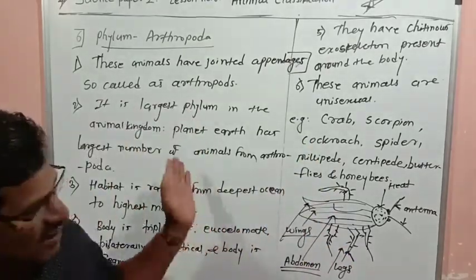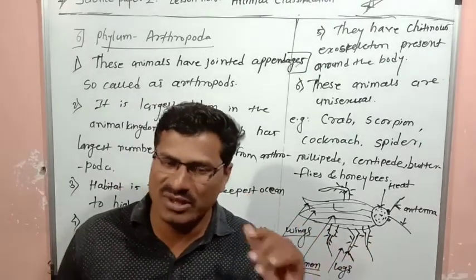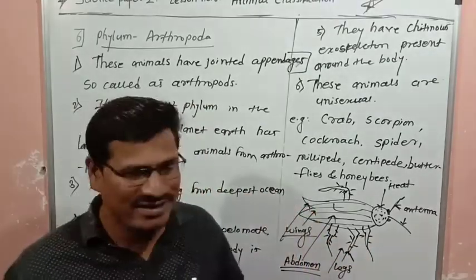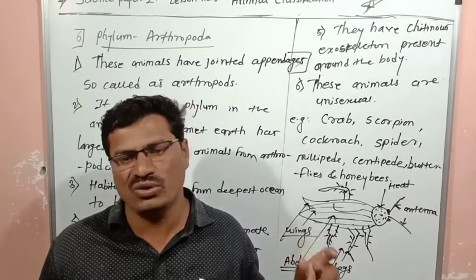In that, other diagrams you can also draw, honeybees and butterflies. So these characteristics you have to write.